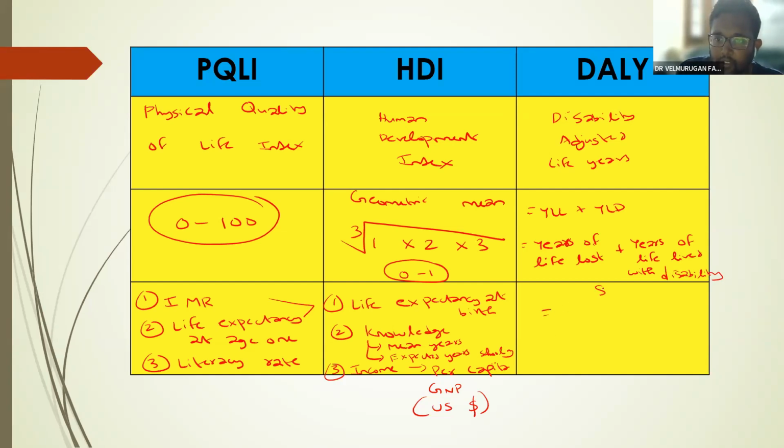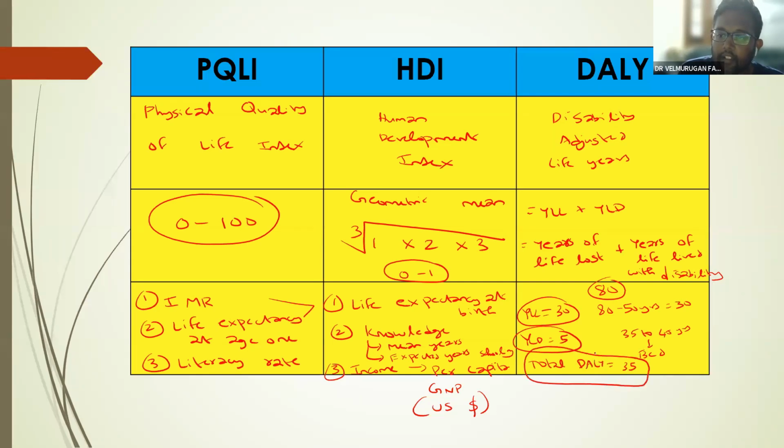For example, life expectancy is 80 years and he died at 50 years, so 30 years will be the YLL. Then he already had an accident between 35 to 40 years of age and was in bed, so YLD is 5 years. So the total DALY is 35. This is how we calculate the DALY.